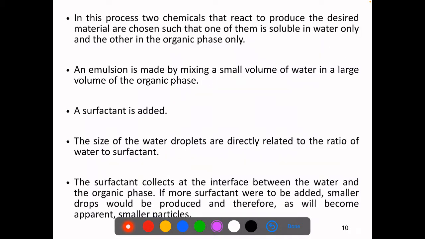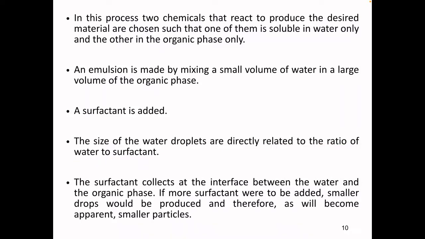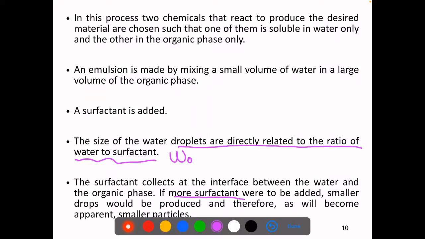That's my product. An emulsion is made by mixing a small volume of water in a large volume of organic phase, and then a surfactant is added. And the size of the water droplets is directly related to the ratio of water to surfactant. That's called VO. The surfactant collects at the interface between the water and the organic phase. If more surfactant were to be added, smaller drops would be produced, and that's how you control the size of the nanoparticle. And therefore, as will become apparent, smaller particles. Okay, so you see how we control the size of our nanoparticles and maybe the agglomeration. That's very important for our nanoparticles, which are controlled in a liquid phase approach.